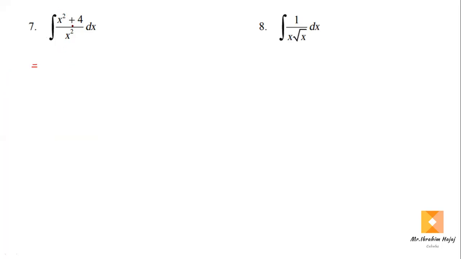How to find the integral of x squared plus 4 over x squared? What is your idea here? We have to work first on this fraction before we start to find the integral. So it's better to, yes, it has a common denominator of x squared. So we can write our answer here as x squared over x squared, the sum of two fractions, x squared plus 4 over x squared.